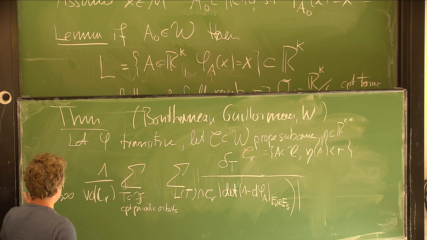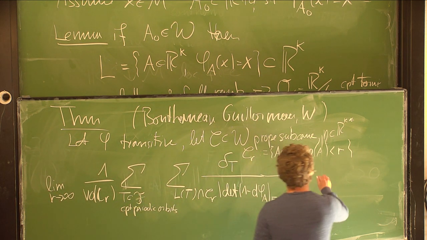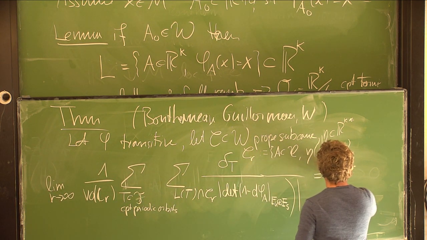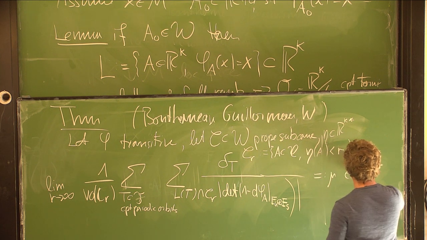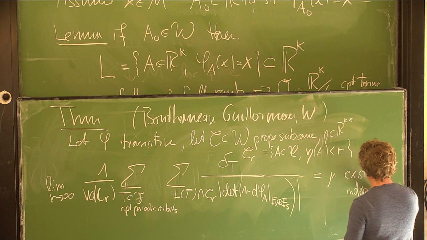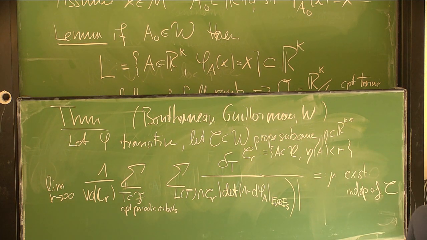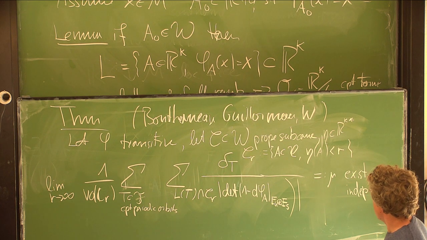I can take the limit of these measures towards infinity, and it exists and is independent of the choice of my subcone. And of eta? Sorry? Also independent of eta? You chose eta as well as the cone.